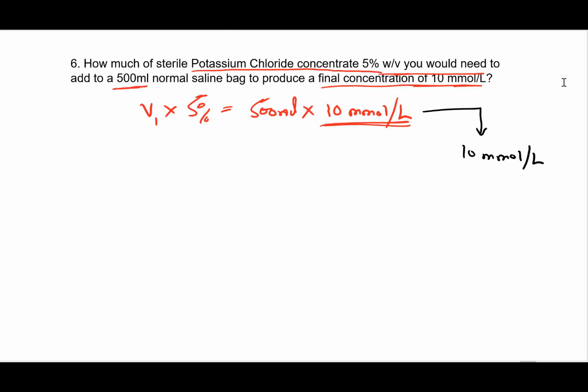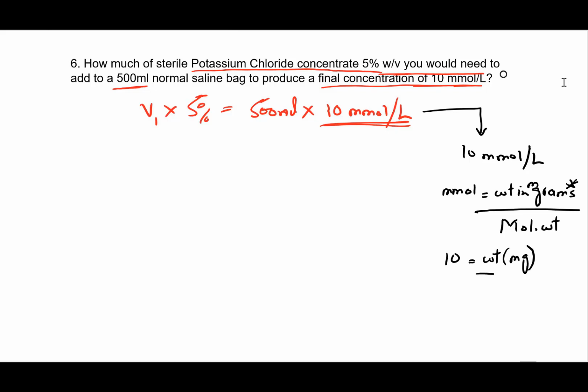Remember, the equation for millimoles calculation is, that will help me, I'm trying to find out weight in milligrams because that will help me convert it into the percentage. So millimoles given here is 10. Weight in milligrams I'm trying to find out, and molecular weight of potassium chloride is 74.5. So that's 745 milligrams.